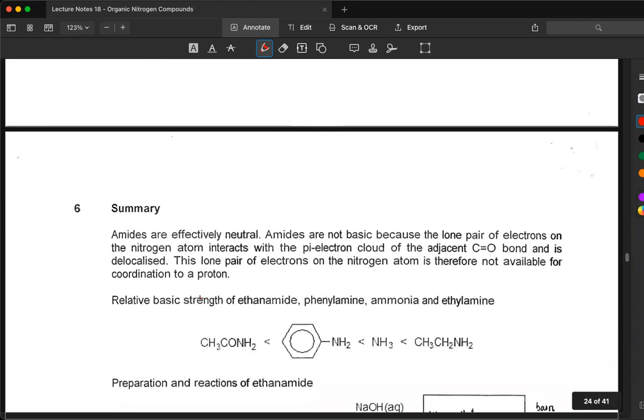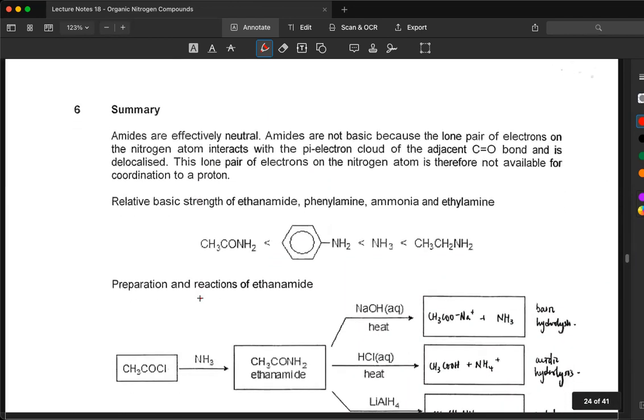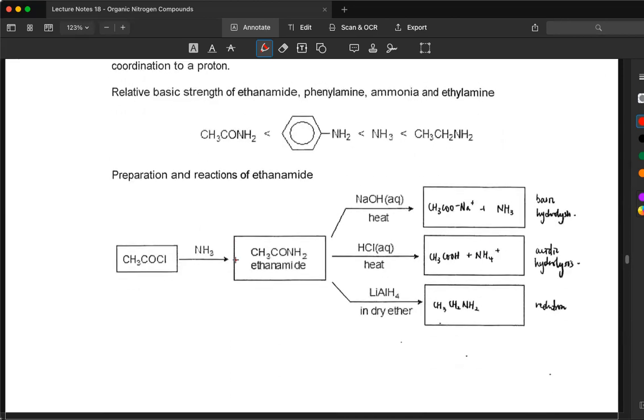In summary, amides are neutral. Amides are not basic because the lone pair of electrons on the nitrogen atom interacts with the high electron cloud of the adjacent C double bond O and is delocalized. So this lone pair of electrons is not available for coordination to a proton. If we compare the basic strength of ethanamide versus phenylamine, ammonia and ethylamine, we have the amide being the weakest base.